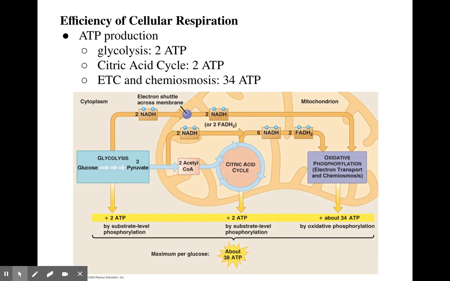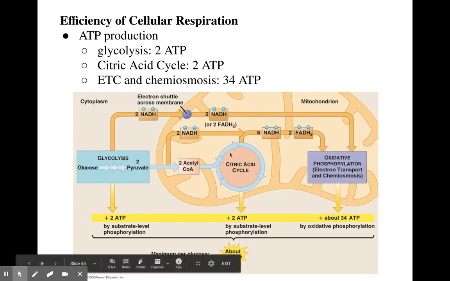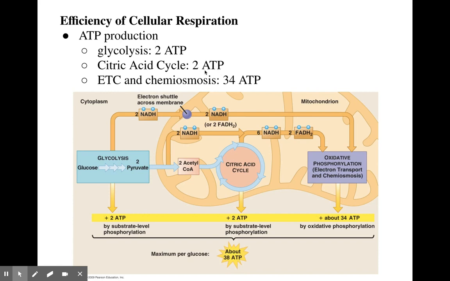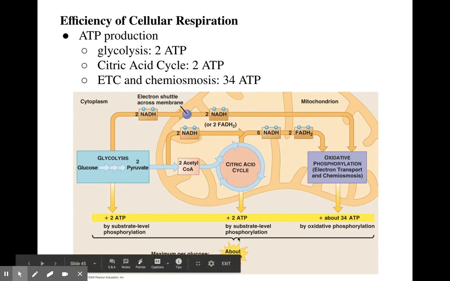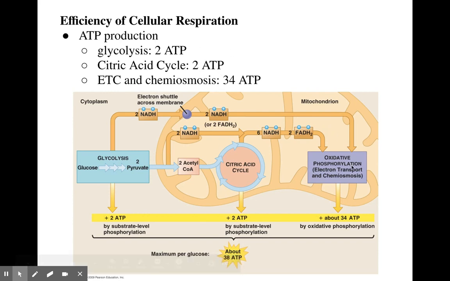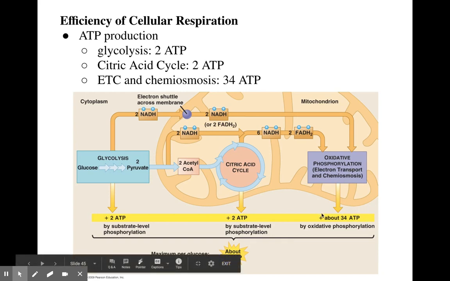Now let's talk about efficiency and also what really happens here. So when we look at this, we broke down glucose, we made 2 ATP. Then we went through the citric acid cycle, we also make 2 ATP. Now, when we actually go through oxidative phosphorylation, we make 34 ATP.